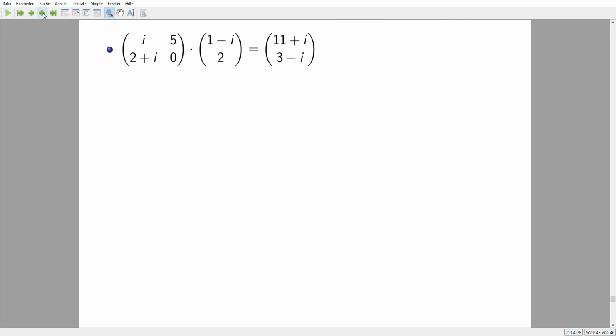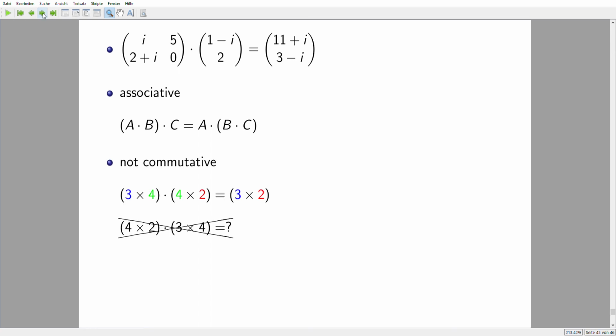Another important fact is that matrix multiplication is associative, which means there's no difference between (A times B) times C and A times (B times C). But it's not commutative, which means you can't interchange two matrices.